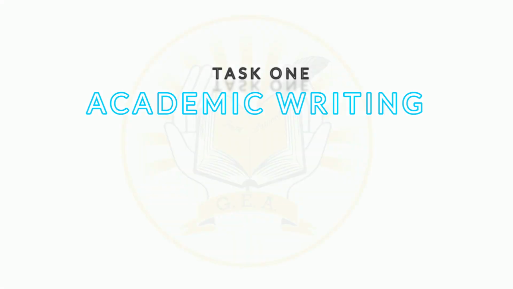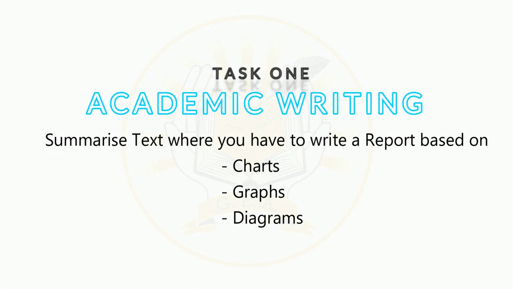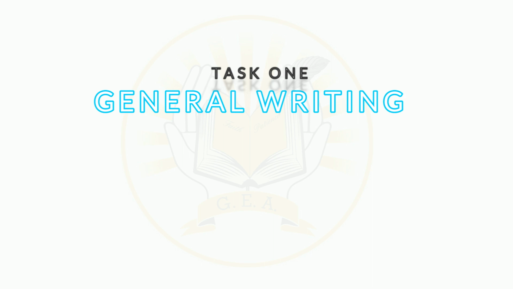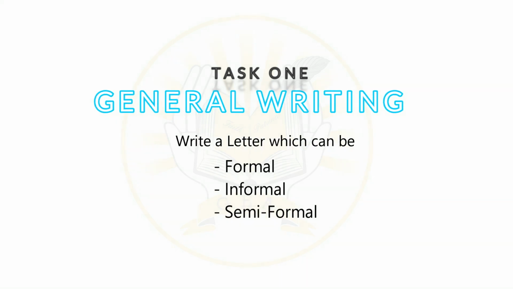Now, the writing module. In writing module, we have 2 tasks, task 1 and task 2. Let's talk about task 1 first. Under task 1 in academic writing, you will get summarized text where you have to write a report based on charts, graphs or diagrams. While in general writing, under task 1, you need to write a letter which can be formal, informal or semi-formal.